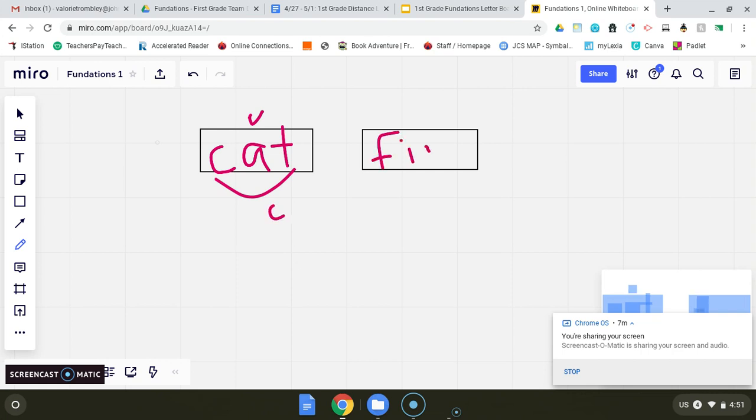Fish. Don't forget to mark your syllables. Closed. That vowel is short. Those vowels are trapped inside. And our word is catfish.